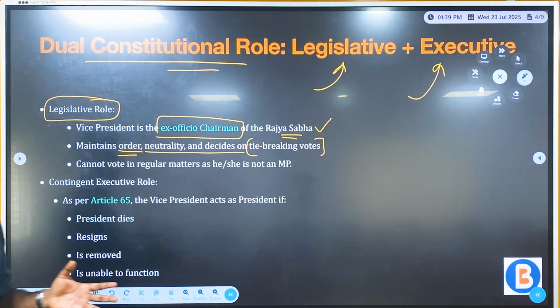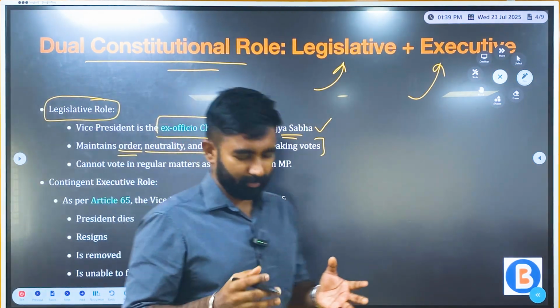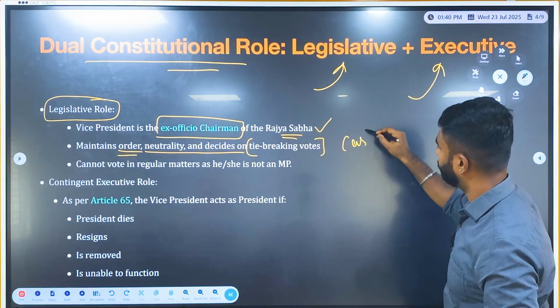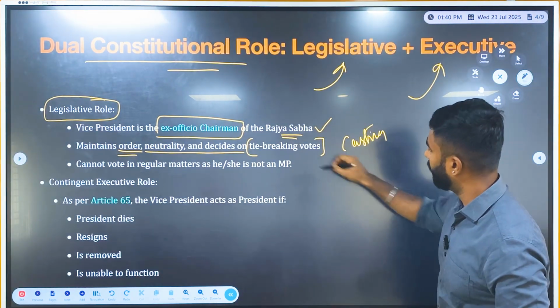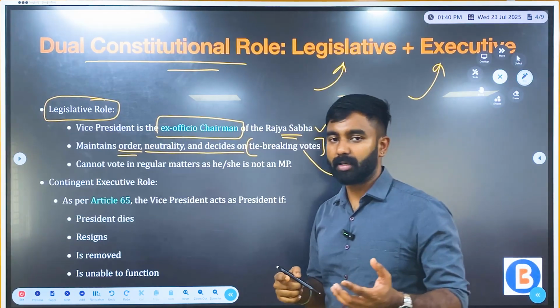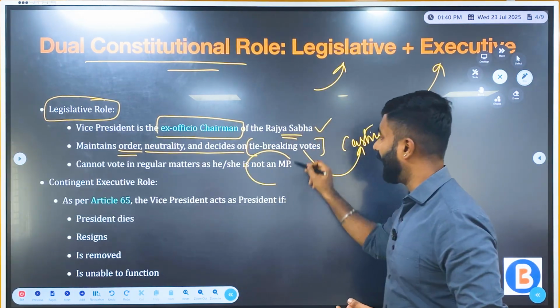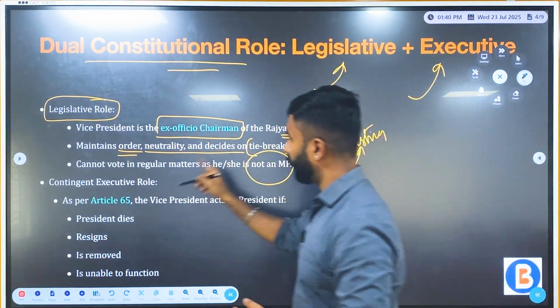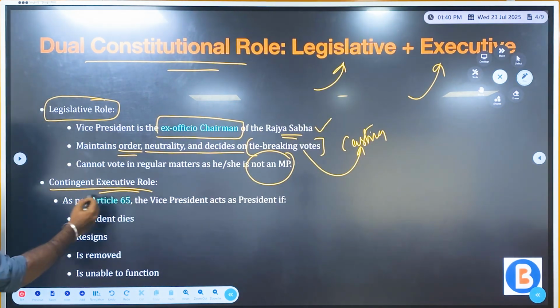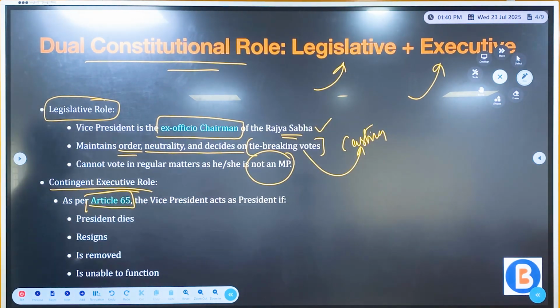He acts as a tiebreaker because he has a casting vote, but he cannot vote in the first instance, because he is not an MP.